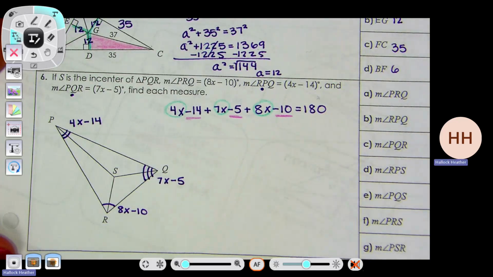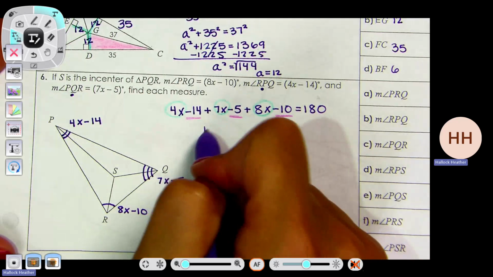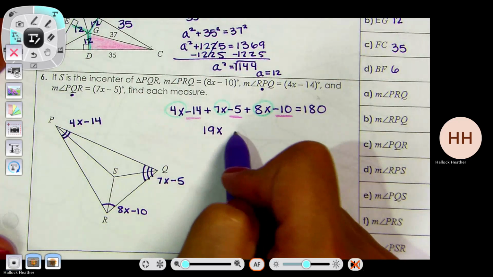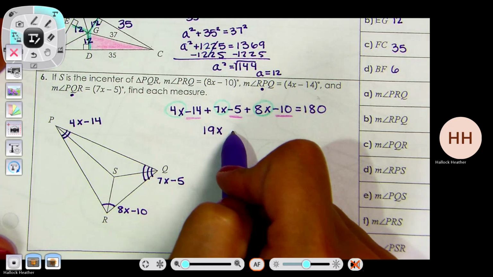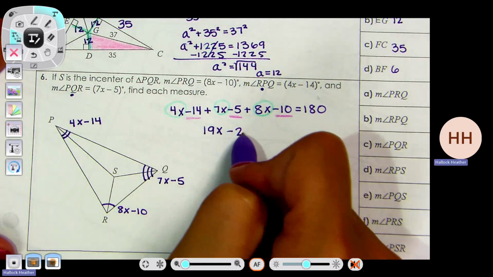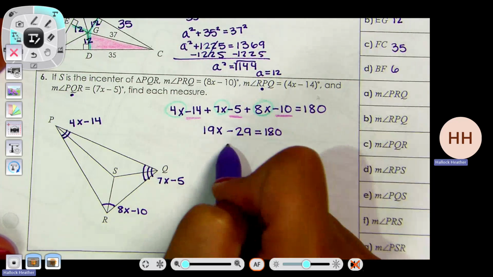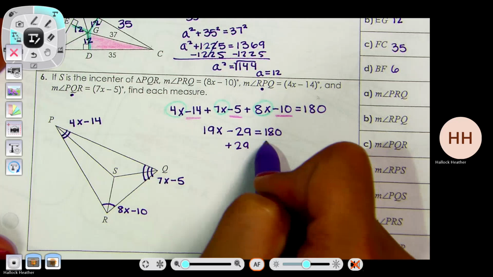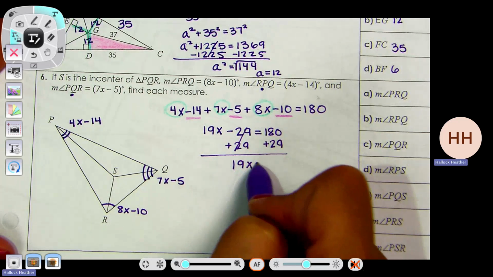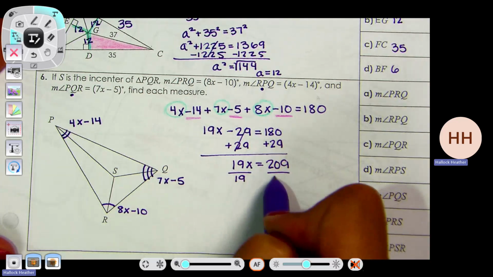If I combine x's, how many do I get? 19x. And if I combine the numbers, negative 29, right? Yeah. And then I add, then I divide. He said 11, but 11's the answer. 4x. Yeah. So when I divide, I get 11.